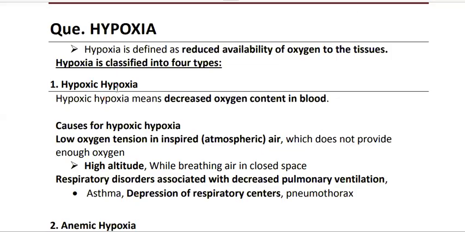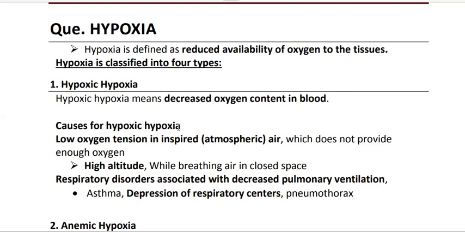Hypoxia. Hypoxia is defined as reduced availability of oxygen to the tissues. Hypoxia is classified into four types. Number one, hypoxic hypoxia. Hypoxic hypoxia means decreased oxygen content in blood.